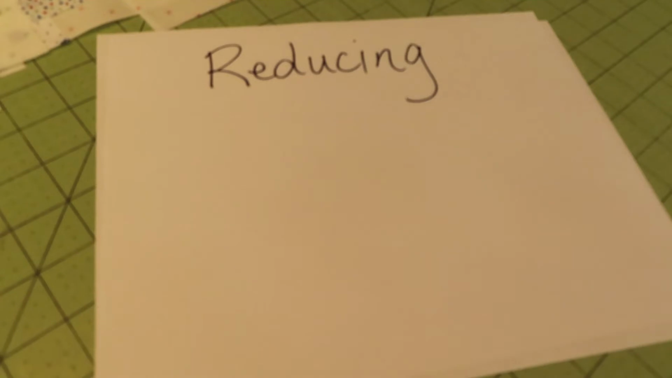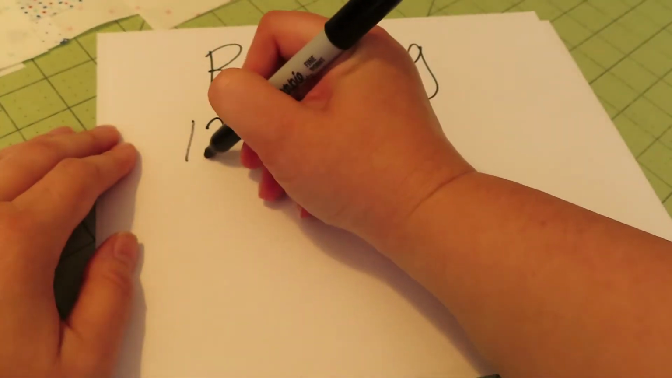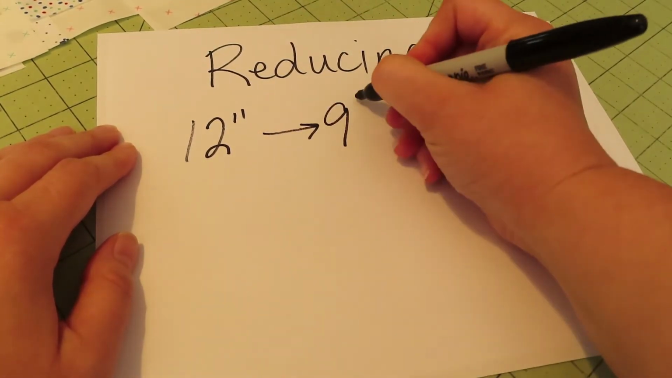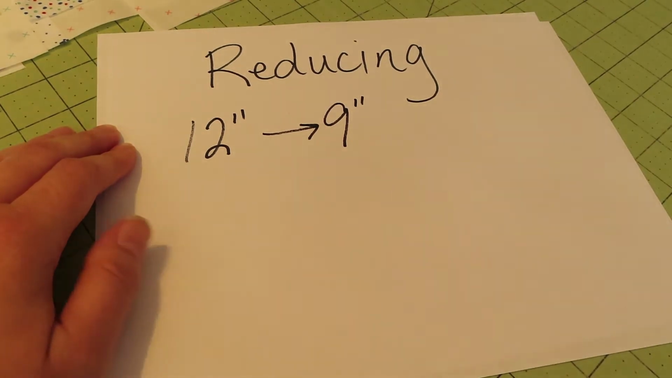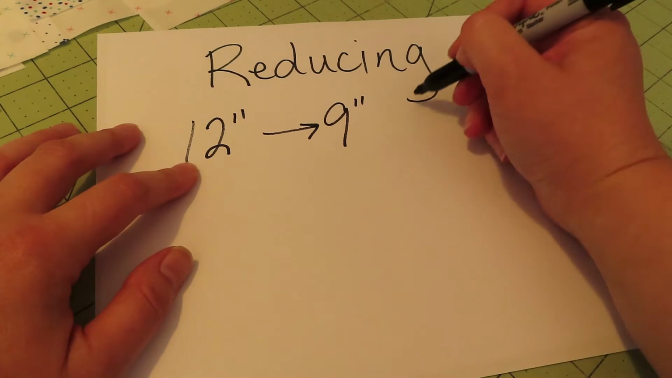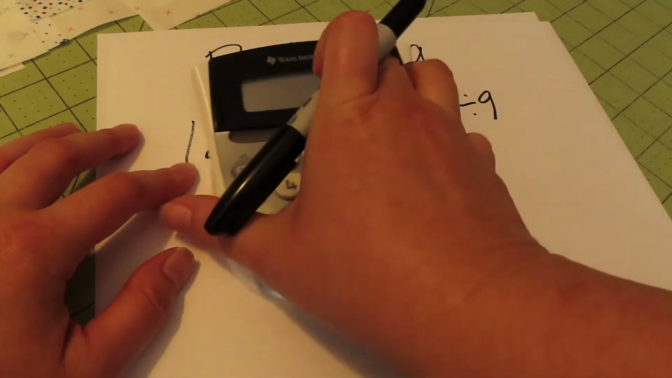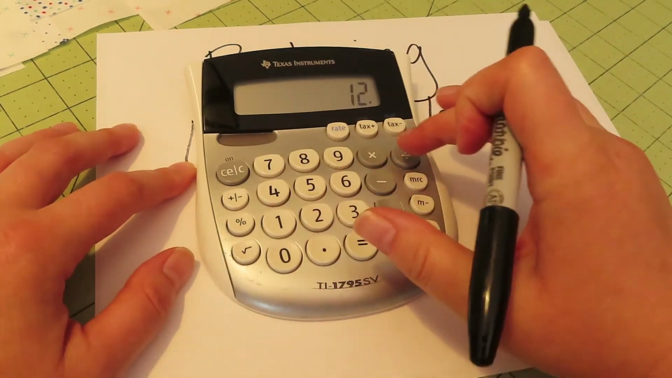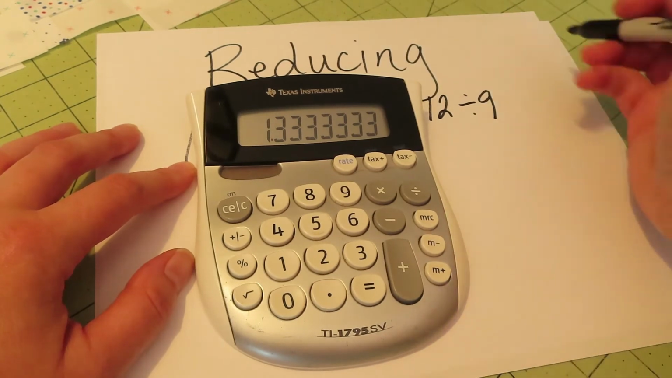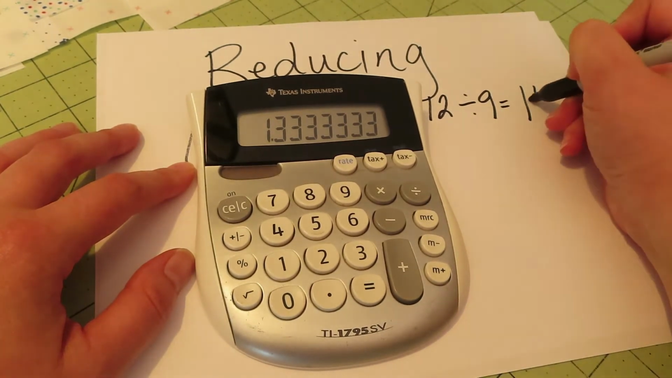And so to reduce, you're still going to find out how many times larger the larger size is than the smaller one. So for example, if I want to take a 12-inch block and reduce it down to 9 inches, I'm still going to do the same thing to figure out how many times larger 12 is than 9. So I'm going to do 12 divided by 9. And it's 1 1/3 times as large.